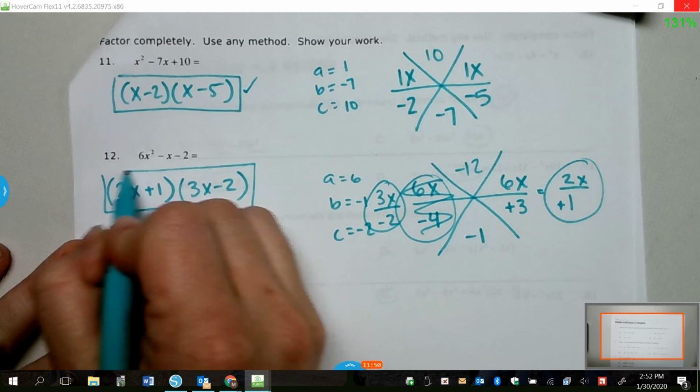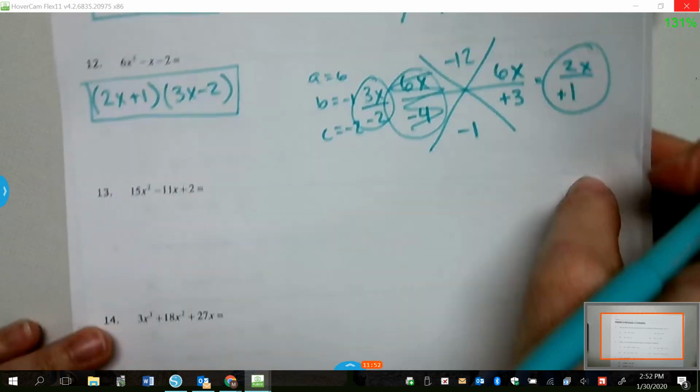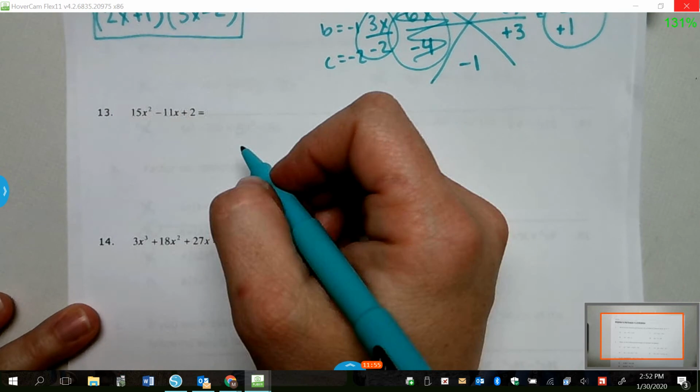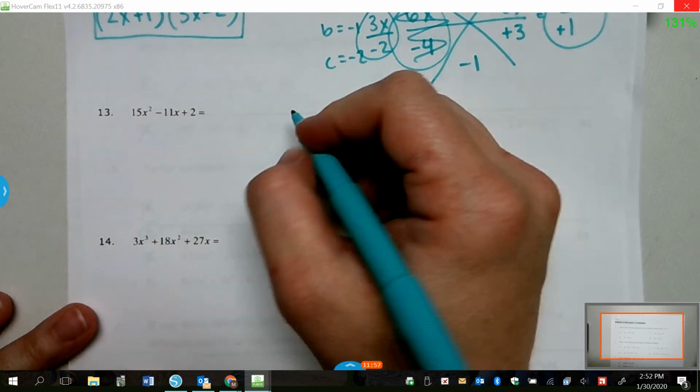And again, check your work in the calculator. I'm not doing it for time's sake. Okay, here, let's try again. There's no GCF, and they're in order.